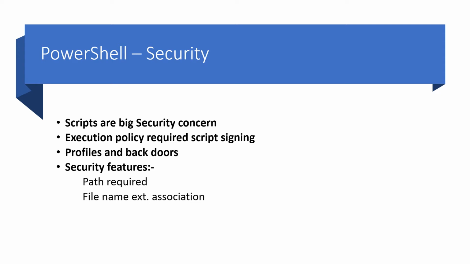The next feature is PowerShell profiles. Profiles can be used for backdoor hacking attacks, and if you're not aware of all the security features, it will be difficult for you to stop them. And the last two important security features are path required and file name extension association with PowerShell.